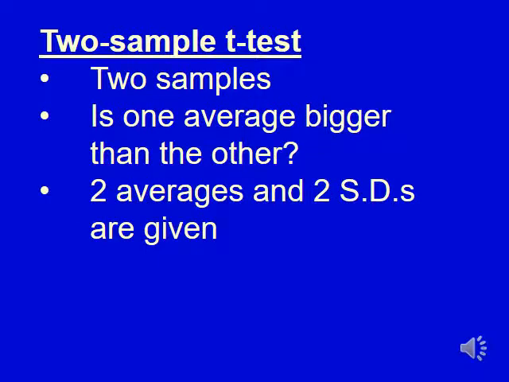A two-sample t-test, you were literally looking at two samples. You want to know, is the average of one of them bigger than the average of the other? In the problem, they're going to give you two averages and two standard deviations, or in the situations you'll have on the worksheets and tests, it'll at least talk about two averages and two standard deviations. And those two separate samples, that's why it's a two-sample t-test.